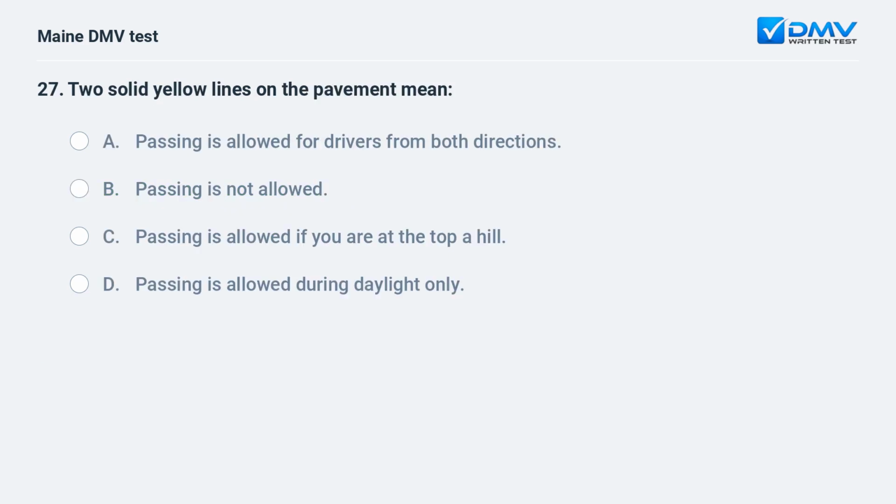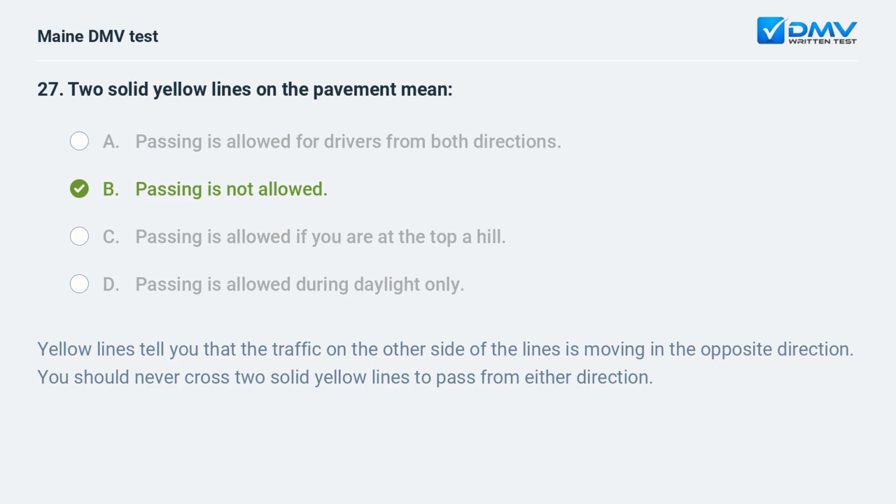Two solid yellow lines on the pavement mean A. Passing is allowed for drivers from both directions. B. Passing is not allowed. C. Passing is allowed if you are at the top of a hill. D. Passing is allowed during daylight only. B. Passing is not allowed.